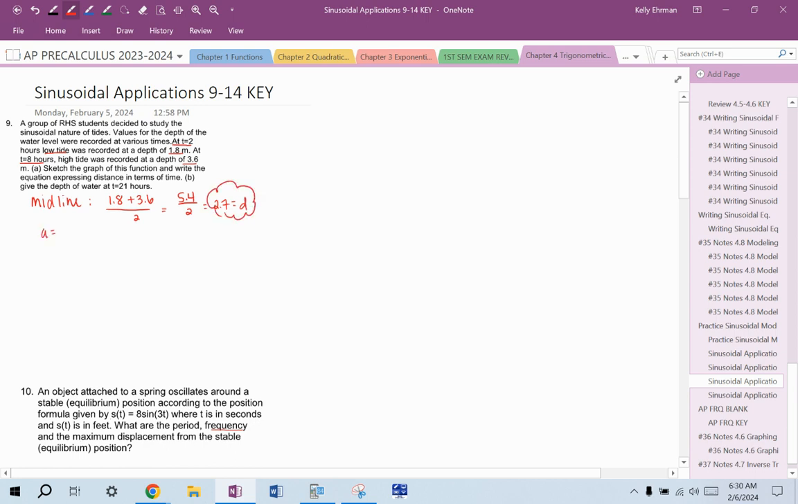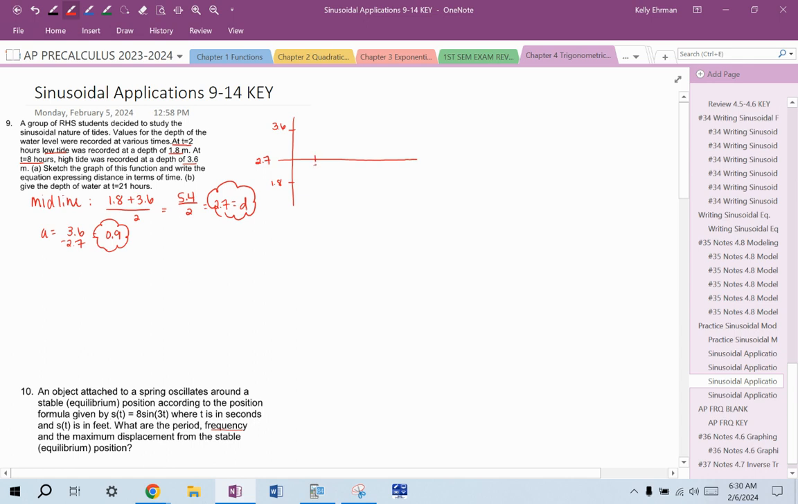The amplitude is the distance between the midline and either one of these 2 points. So like 3.6 minus 2.7 is what? 0.9. So there's A. And we can get some of this graph to figure out the period and any sort of shifts we have. So the midline is 2.7. The minimum is 1.8. The maximum is 3.6.